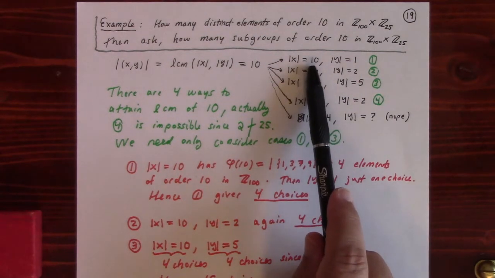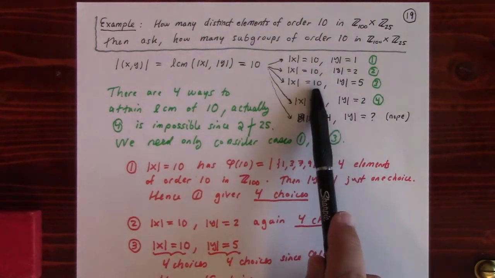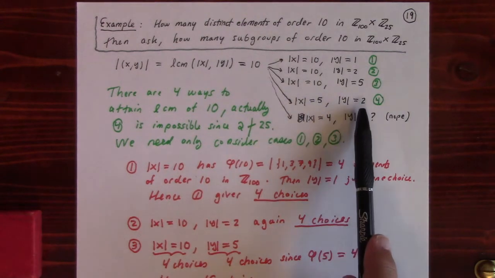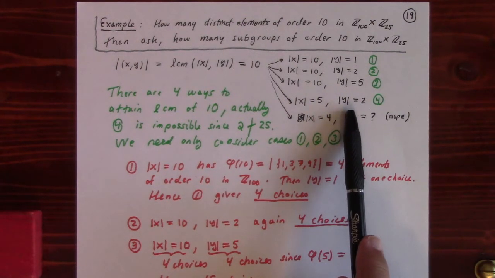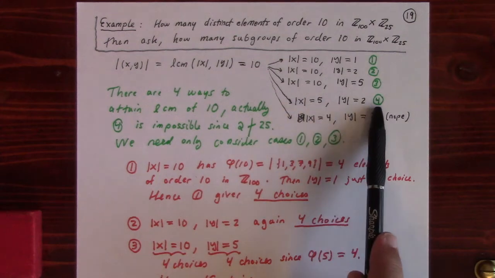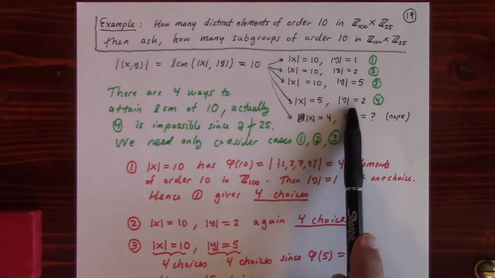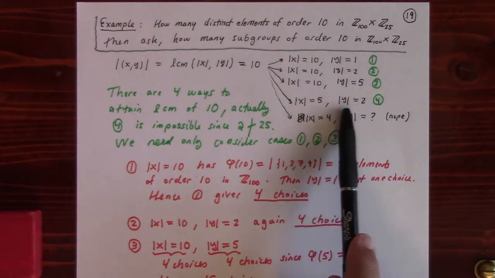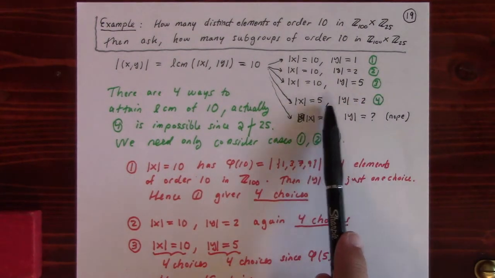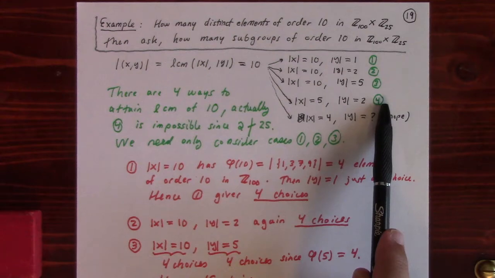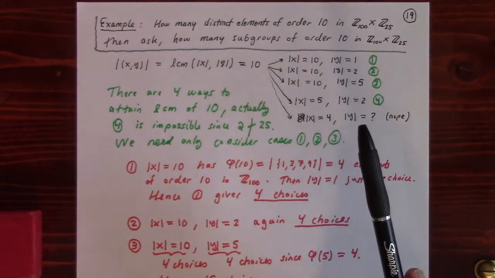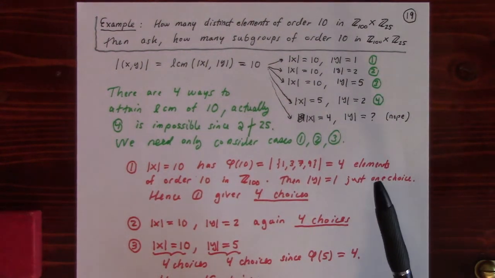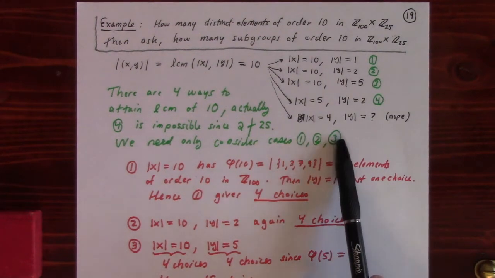You can have order 10, order 1; order 10, order 2; order 10, order 5; order 2, right? Except actually case 4 is not even a possibility because I can't have an element of order 2 in Z25 because 2 does not divide 25. So actually case 4, nonsense. You can just cross that out from the start. There really are just 3 cases. So we really only have to consider cases 1, 2, and 3.